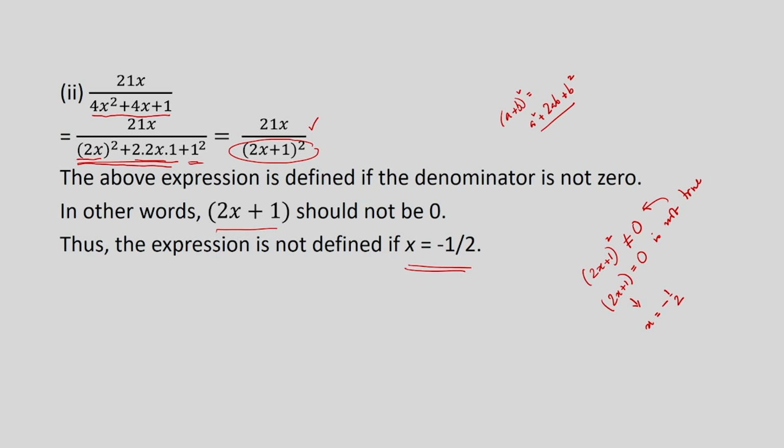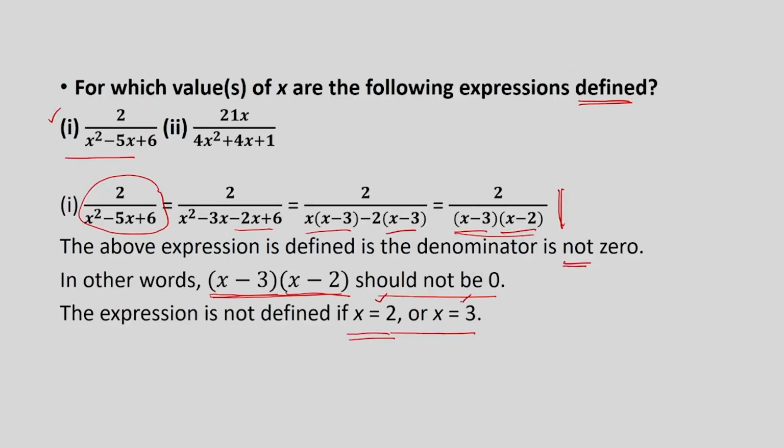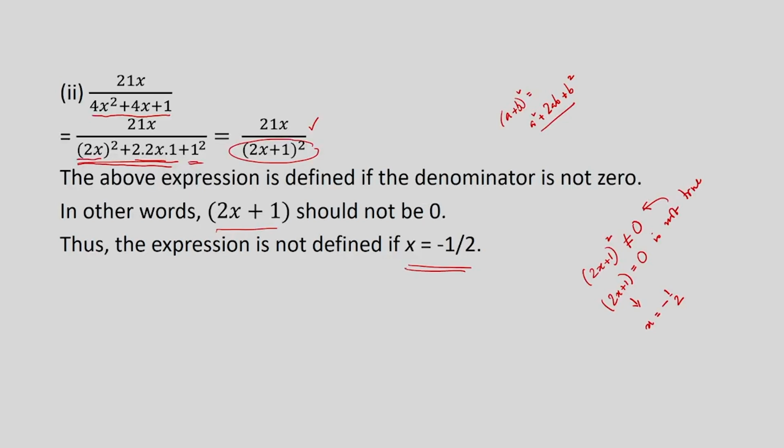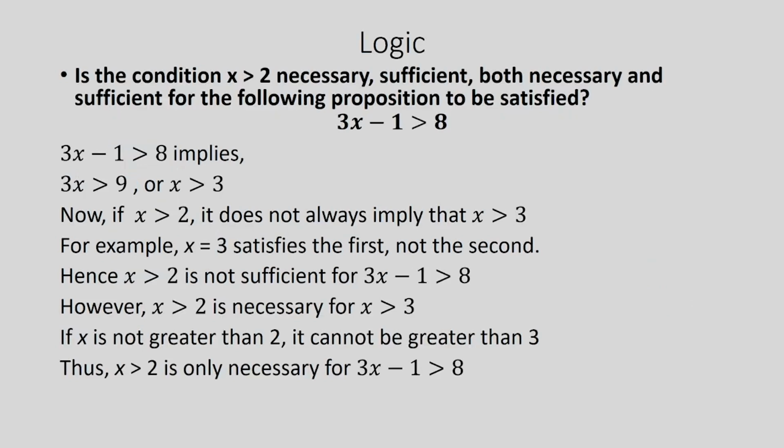Now, you can see that interestingly, although in both these problems the denominator is a quadratic expression, because there are x squares in both the problems, in the first problem there are two values of x for which the expression is not defined, whereas in the second problem there is just one value of x, which is minus half, for which the expression in the second part is not defined. Okay. So, that was the answer.